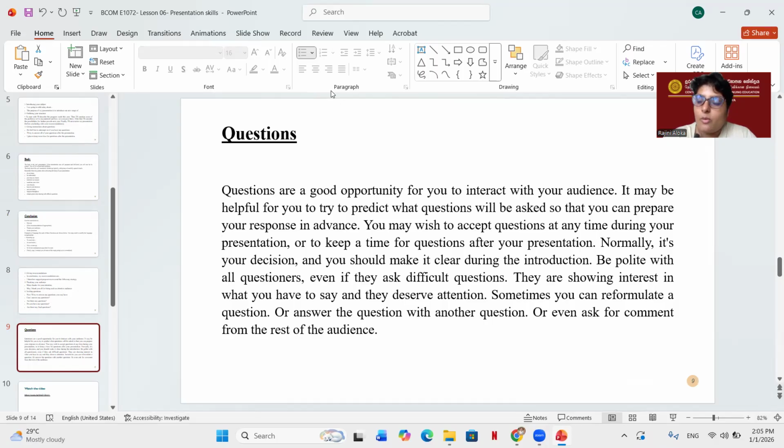Sometimes you can reformulate a question or answer a question with another question or even ask for comments from the rest of the audience. So these are some ways you can deal with difficult questions. You can ask a question: So what do you think? Okay, so you think this. What about this? So answer a question with a question to get to know more.